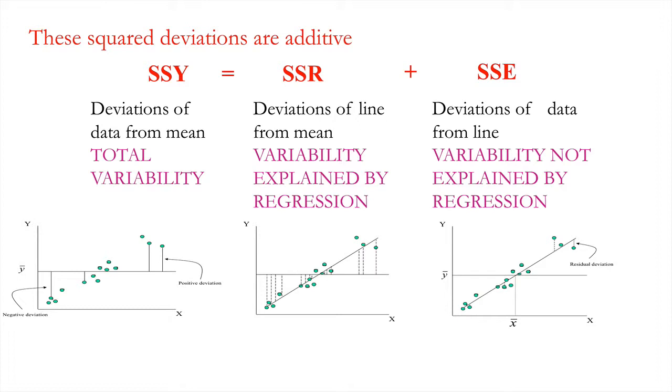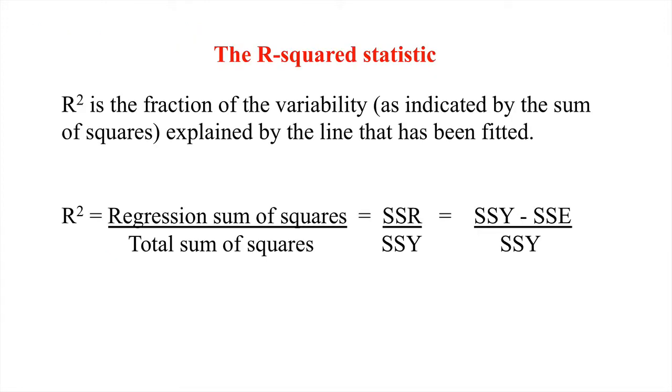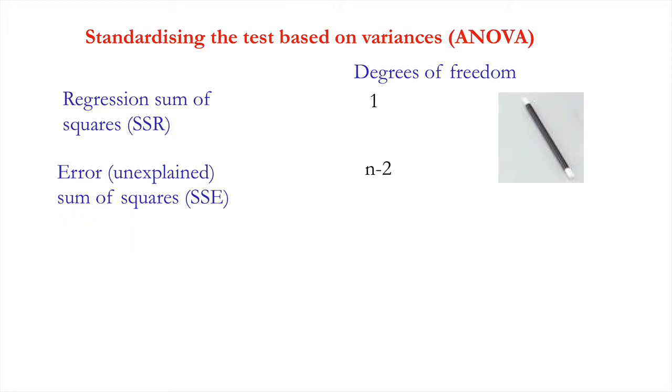The total variability in the data, as expressed in terms of sums of squares, is equal to the variability explained by the regression, plus the variability explained by error around that regression, i.e. not explained by that regression. So that's really neat. It turns out that simply knowing these sums of squares allows us to calculate something called the R-squared statistic. This is the proportion of the variability in our data, as expressed with sums of squares, that is explained by the line that's been fitted. So R-squared is a nice measure of the degree to which the model explains variability in our data.